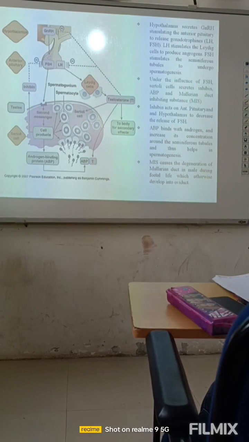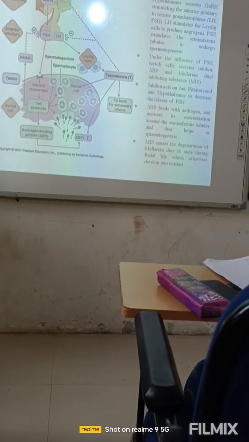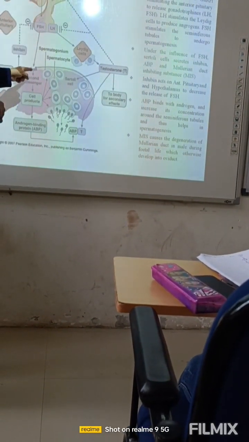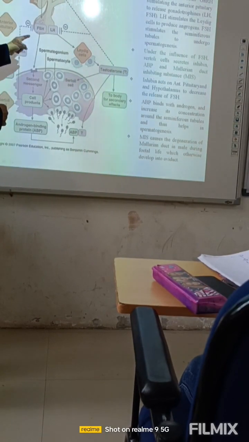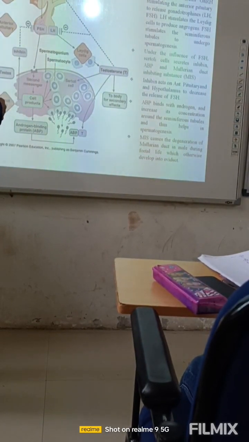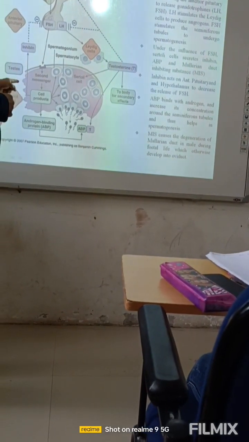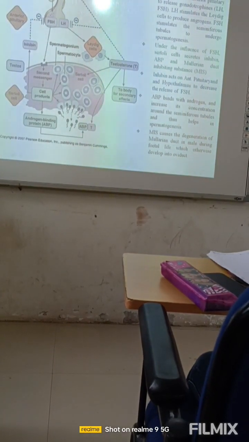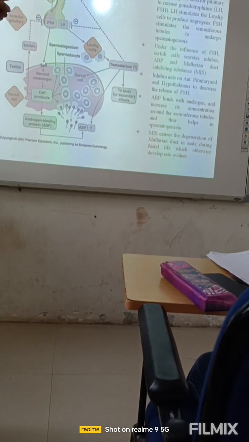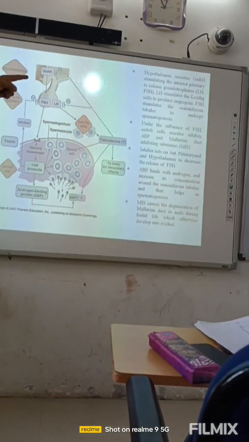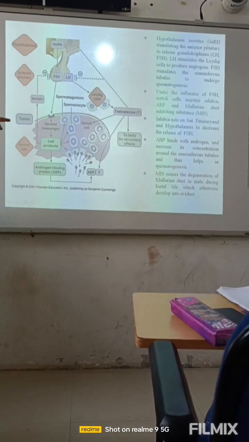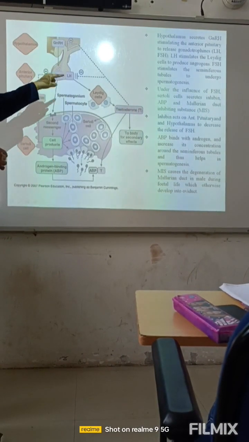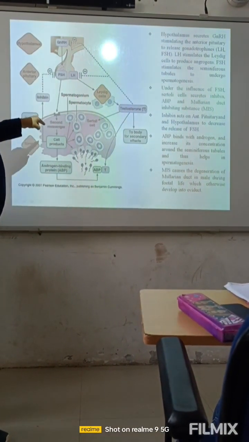Under the influence of FSH, Sertoli cells secrete inhibin. Here, under the influence of FSH, the Sertoli cell secretes three things. One, inhibin; another, ABP, androgen binding protein; and third, Mullerian duct inhibiting substance. Right? Inhibin inhibits the production of FSH again. So in this way it acts like a feedback mechanism.